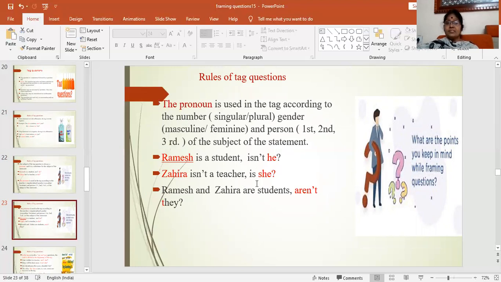Zaira is a teacher, is she? Now look at this sentence. Ramesh and Zaira are students, aren't they? Now the pronoun changes depending on the number, right? Aren't they? We are using "they" over here. Here, because it is singular, we have used "he", and here also we have used "she", right?